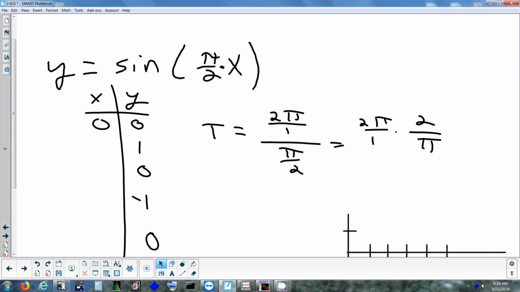Yeah, Cassandra? It's going to come out to 4 pi over pi. And what is 4 pi over pi? Just 4. So the pi's cancel out.